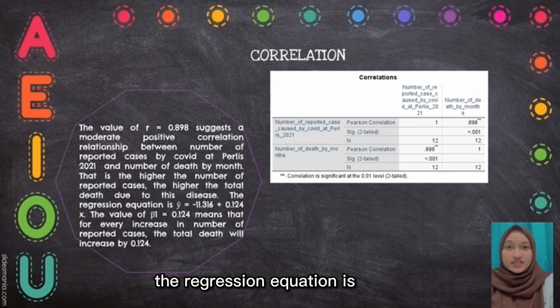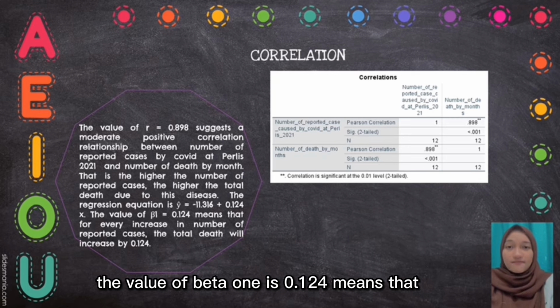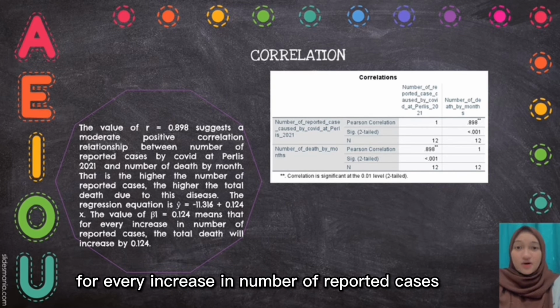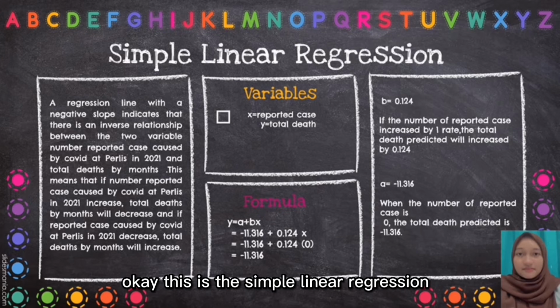The regression equation is y equal to negative 11.316 plus 0.124x. The value of beta 1 is 0.124, which means that for every increase in number of reported cases, the total death will increase by 0.124. Okay, this is the simple linear regression.